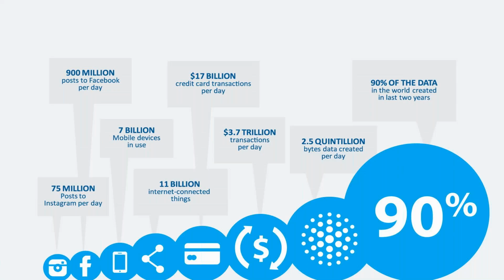So here's a snapshot of the amount of data that is generated on a daily basis. There are about 75 million Instagram posts happening in a day. There are about 900 million posts to Facebook per day, roughly a billion. 7 billion mobile devices in use across the world, 11 billion internet connected things, which again is a huge rich source of data. Then there are about 17 billion US dollars worth of credit card transactions happening in a day, and about $3.7 trillion worth of transactions overall happening in a day.